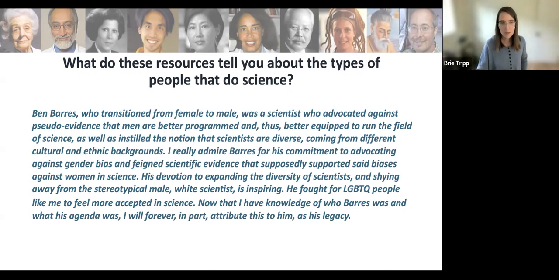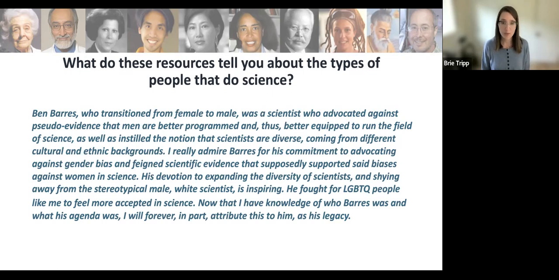So this student says, Ben Perez, who transitioned from female to male, was a scientist who advocated against pseudo-evidence that men are better programmed and thus better equipped to run the field of science, as well as instilled the notion that scientists are diverse and come from different cultural and ethnic backgrounds. I really admire Perez for his commitment to advocating against gender bias and feigned scientific evidence that supposedly supported said biases against women in science.